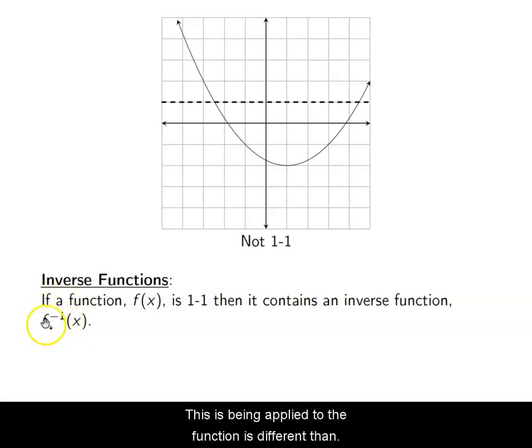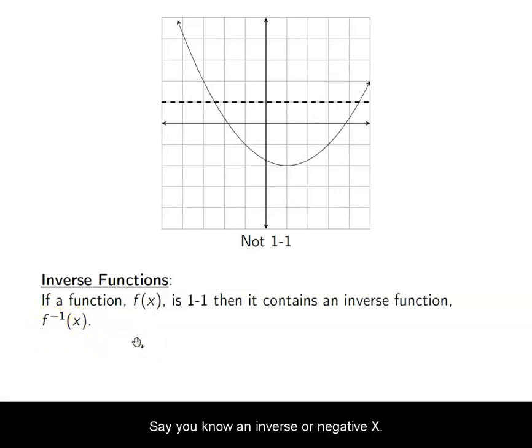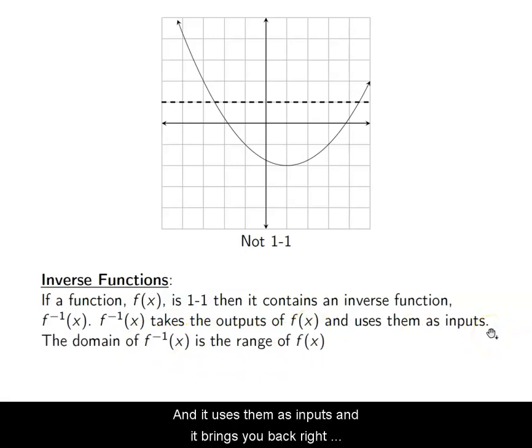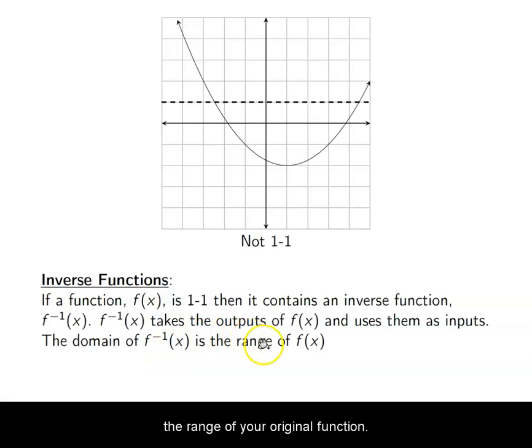Okay, this is being applied to the function. It's different than, say, an inverse or a negative exponent. What f inverse does is it takes your outputs of your function and uses them as inputs, and it brings you back, right? So the domain of your inverse function is actually the range of your original function.